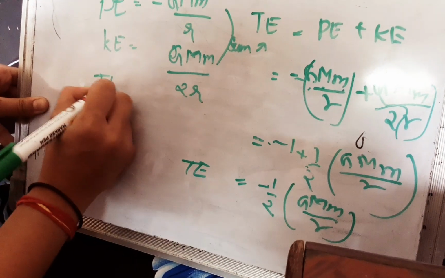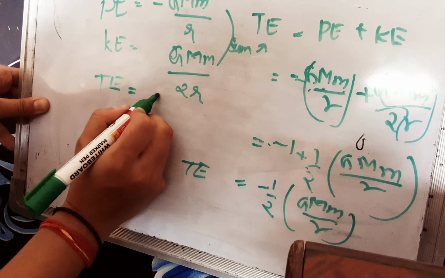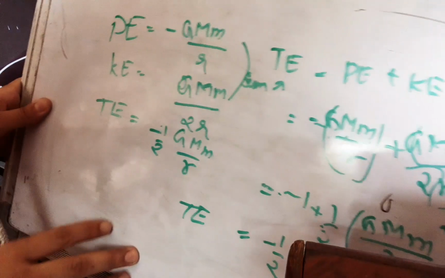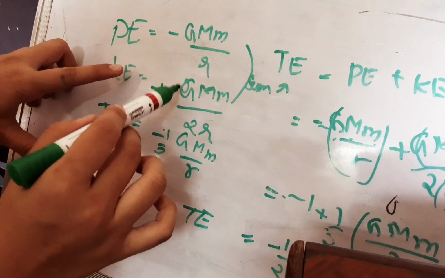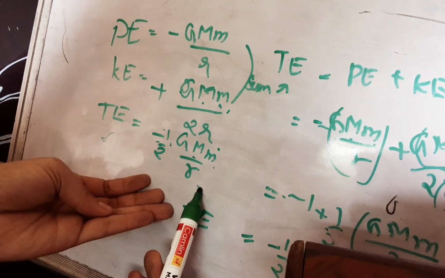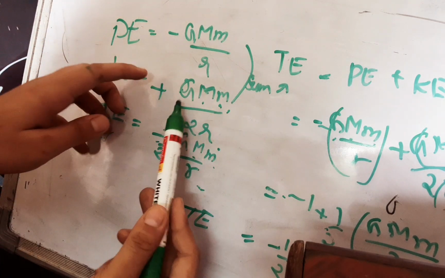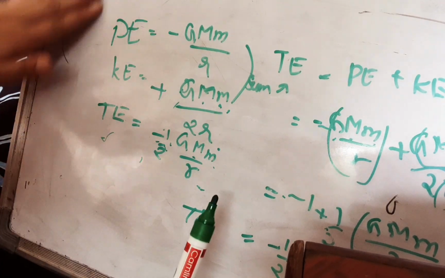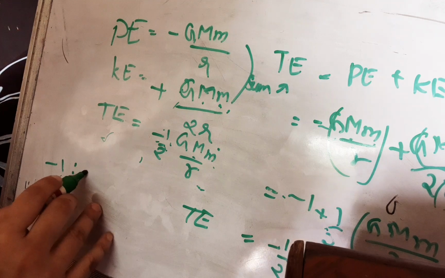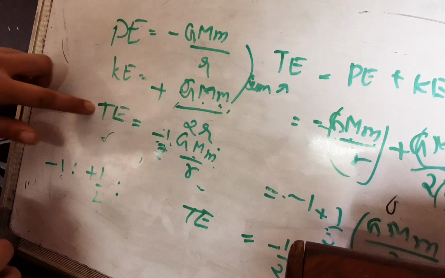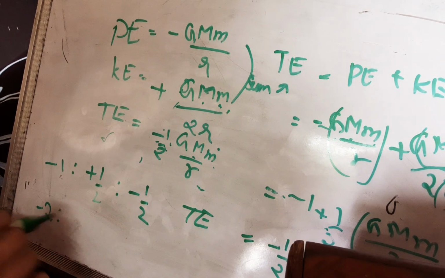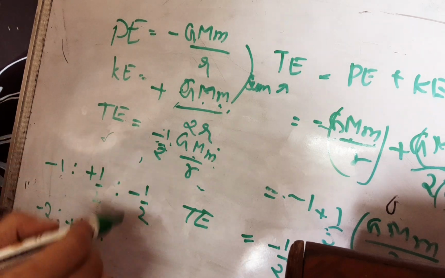So what did you get? Total energy is equal to minus half GMm upon r. Now you see, kinetic energy was plus GMm upon 2r and total energy is minus GMm upon 2r. Same values, only the sign is different. If you take the ratio, potential energy is minus 1, kinetic energy is plus half, and total energy is minus half. When you solve this, in potential energy you get minus 2, in kinetic energy plus 1, and in total energy minus 1.